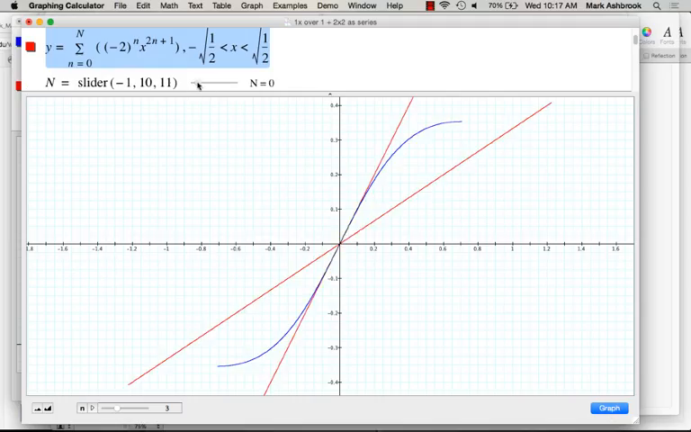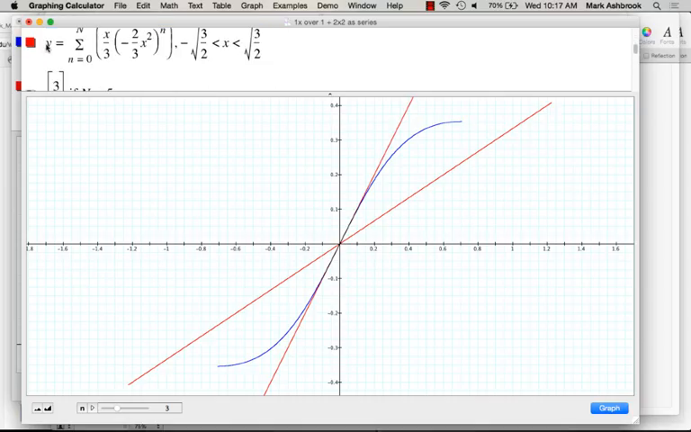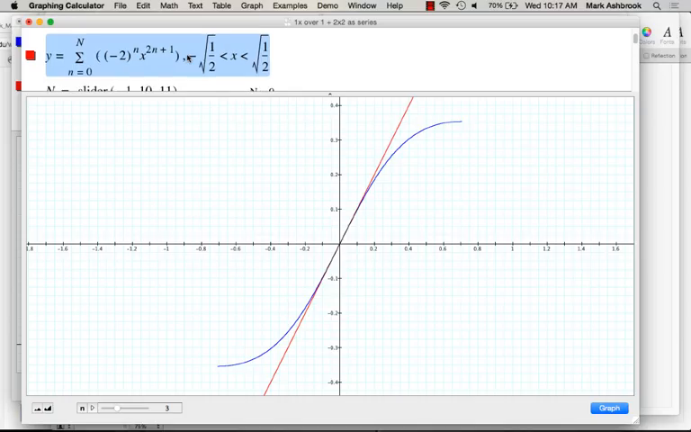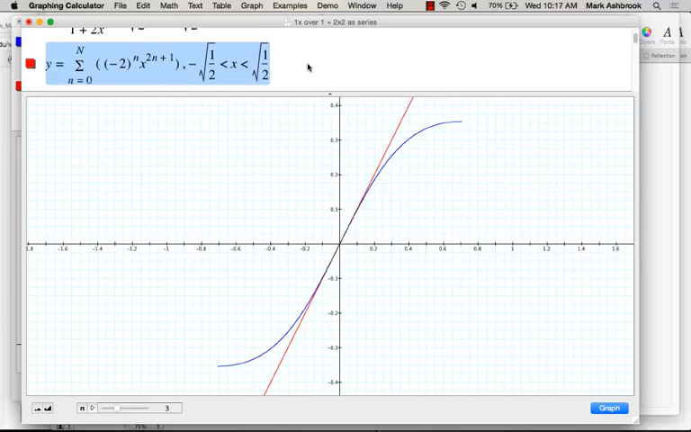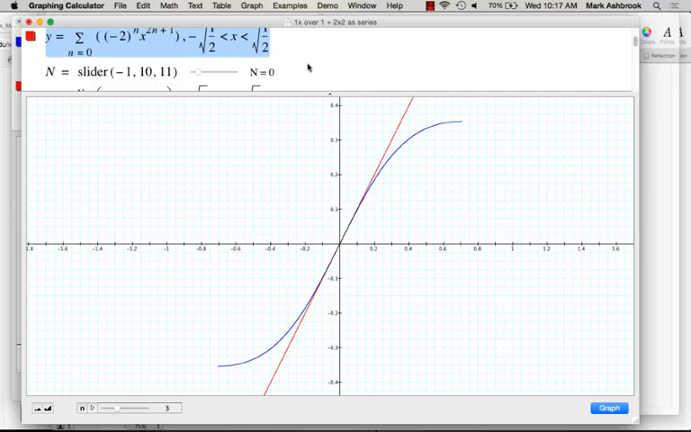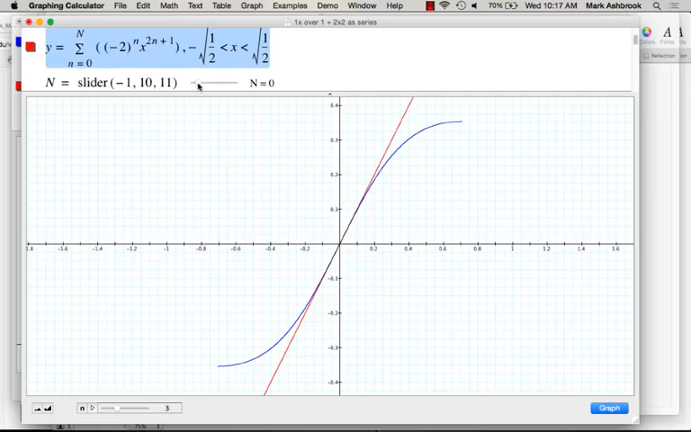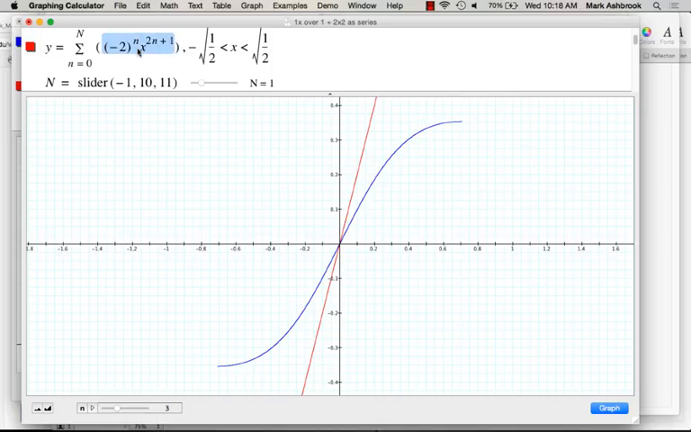First partial sum. When n is 0, you get x, right? So when n is 0 the first term is x: -2 to the 0, x to the 1. Next partial sum. I was afraid of that. For some reason, this program doesn't like this form. So let's go back to the very original form.